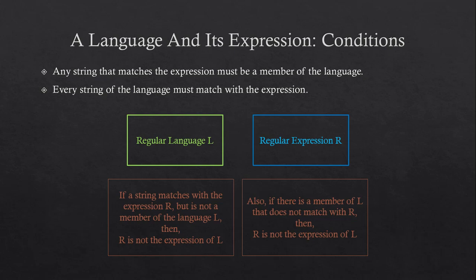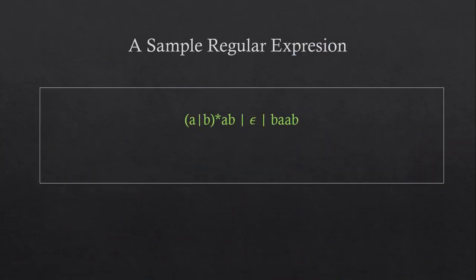What is a language? A language is a set of strings. So every string that matches the expression R must be a member of the language L. On the other hand, if there is a member of the language L, it must match the regular expression R. If we have these two conditions satisfied, we can say that the expression R is a representative expression of the language L, right? If either of these two conditions is not satisfied, the expression cannot be considered the regular expression of the language L.